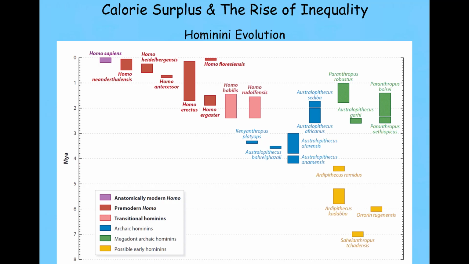Now, hominini evolution goes back, depending on where you want to draw the line, to approximately 7 million years ago or 4.4 million years ago. Now, human beings, Homo sapiens, that is, have only existed for about 200,000 years.